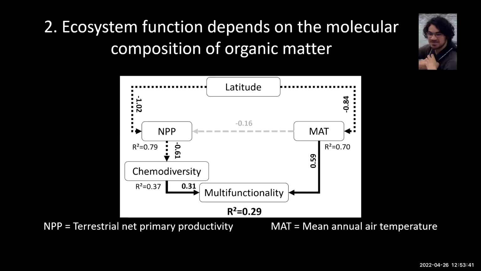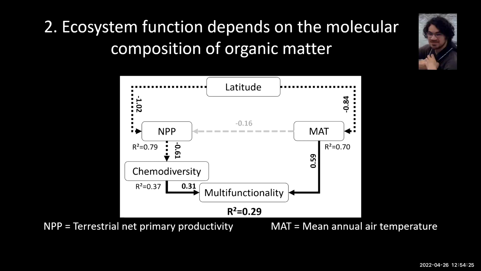And so what Jeremy Fonvielle, who led this work, did was fit a path analysis to the data. Like I said before, this is a map that shows inferred cause and effect relationships. In this path analysis, the dashed lines indicate negative associations, and the solid lines indicate positive associations. What we found was that there was more chemodiversity in the northern latitudes with less net primary productivity in the catchment. So a negative relationship between NPP and chemodiversity.